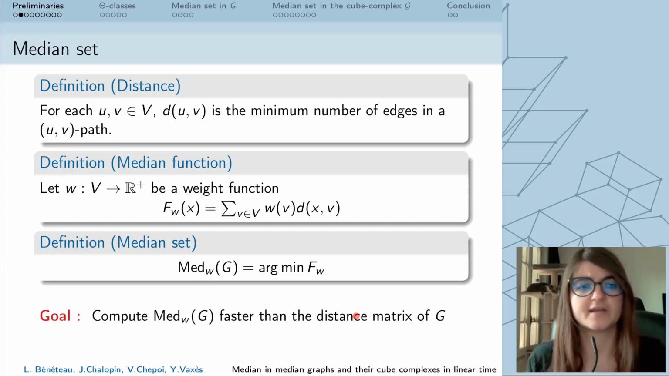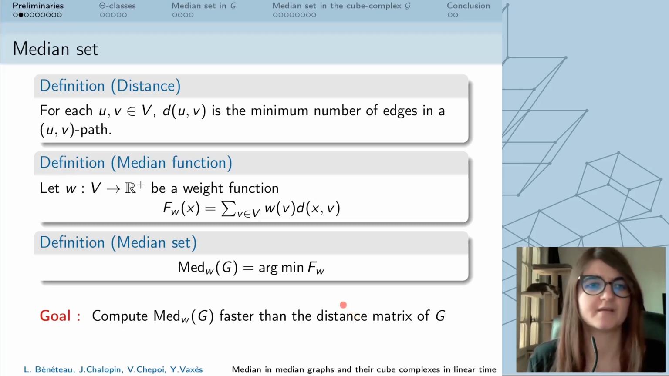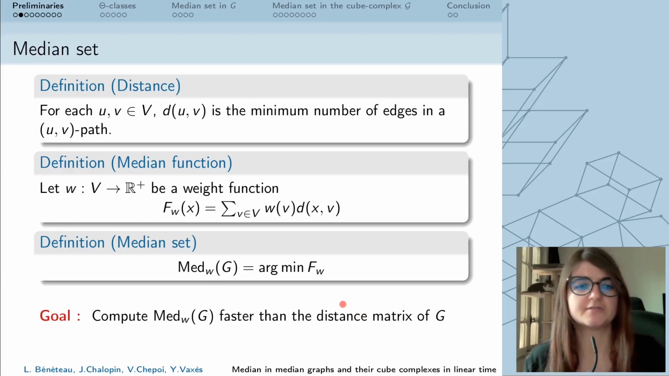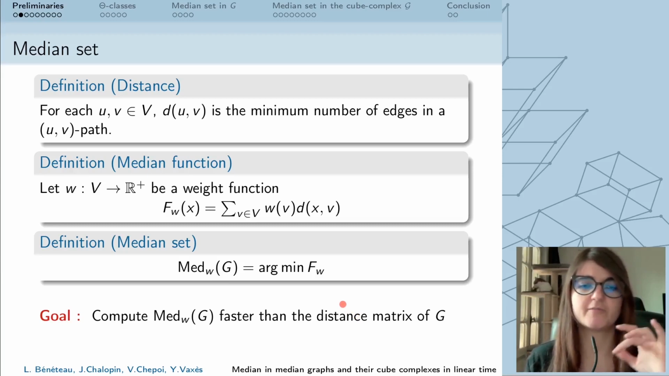In location theory, one of the main goals is to compute the median set faster than computing the distance matrix of a graph, because once we have the distance matrix, we can compute the median set easily. In a more practical way, one may want to minimize the sum of the distances from a gas station to all of the districts in a city.